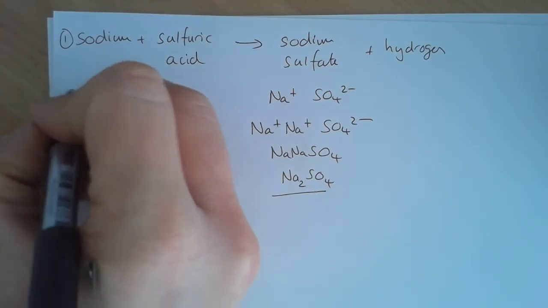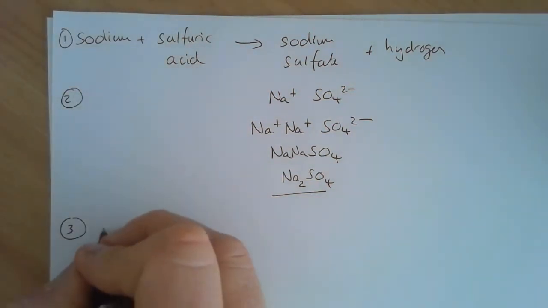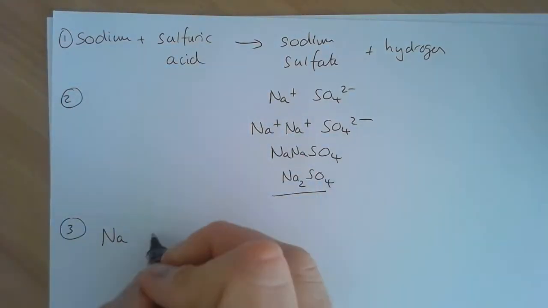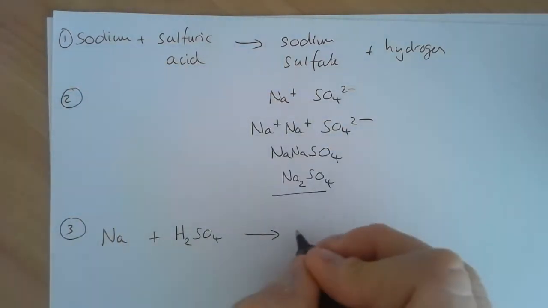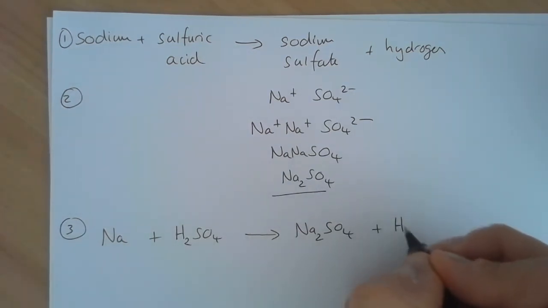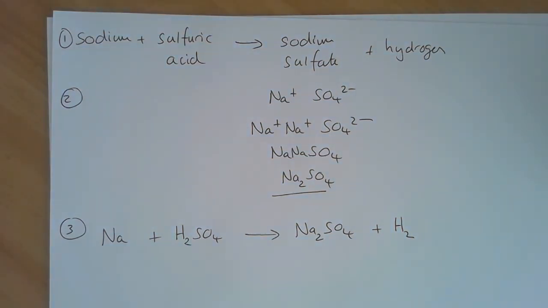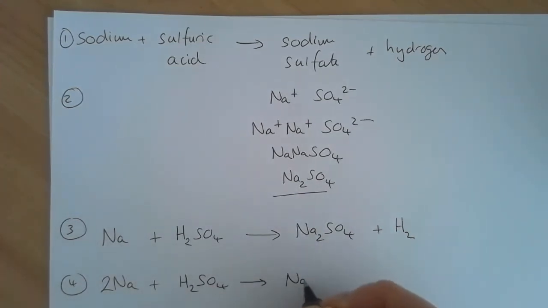So that was step 2 there, which is working out the formula. Step 3 is for us to write the equation. So sodium Na plus sulfuric acid H2SO4 makes Na2SO4, which is that one there, and then H2. And then in order to balance this one, so step 4 is balancing it, we'll need to put a 2 in front of the Na.